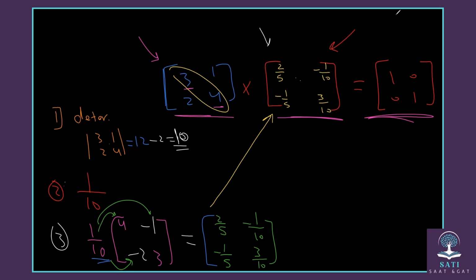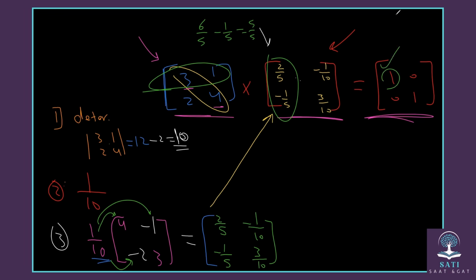We know how to multiply the first row times the first column, right? 3 times 2 over 5 is going to be 6 over 5. And now 1 times negative 1 over 5 is going to be negative 1 over 5. Good. If you subtract them here, you will get 5, same denominator. 6 minus 1 is 5. So 5 over 5 is 1. So that means this one is right.